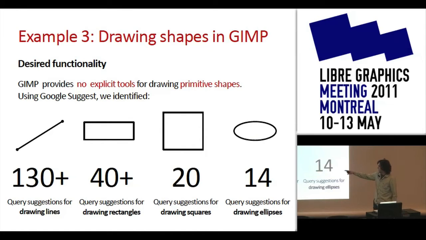We see like 130 different ways of asking how do I draw various types of lines, in particular straight lines, 40 different suggestions for rectangles, 20 for squares, 14 for ellipses. So this data suggests that maybe a multi-step process is eluding some portion of the audience for the software, people who are actually using it day to day.